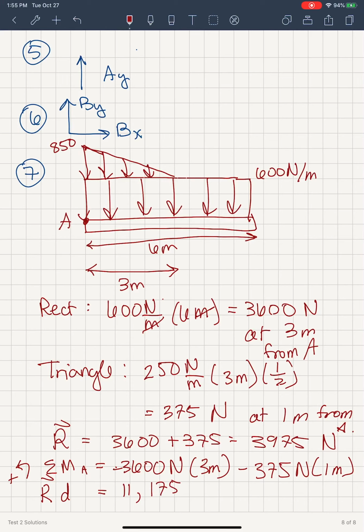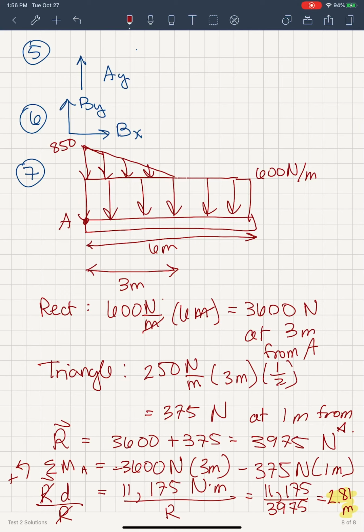11,175 newton meters. And then we just need to divide that by that resultant force. And that we found to be 3,975, so that equals 11,175 over 3,975. And that equals 2.811. So that's going to be that distance. So that's 2.81 meters was the solution for that one. Was that distance for question 8?